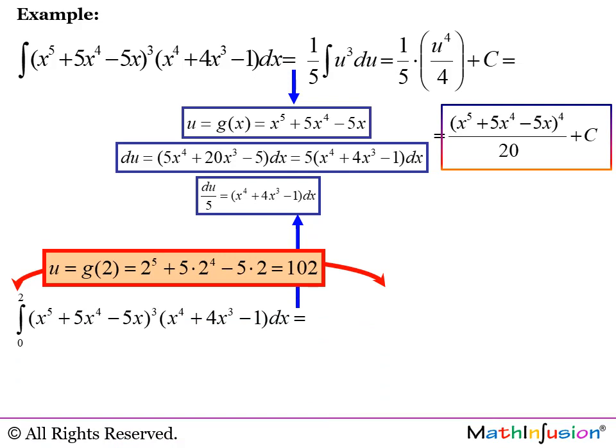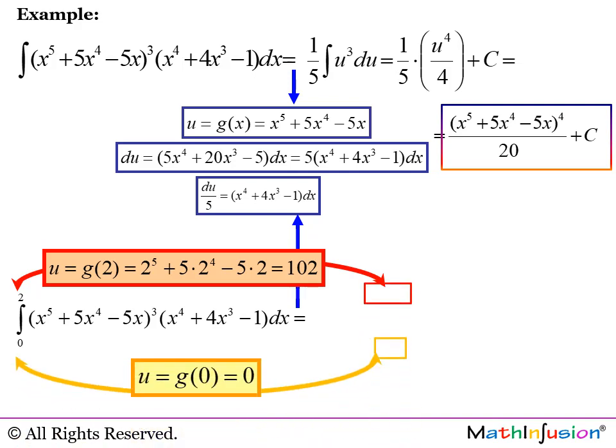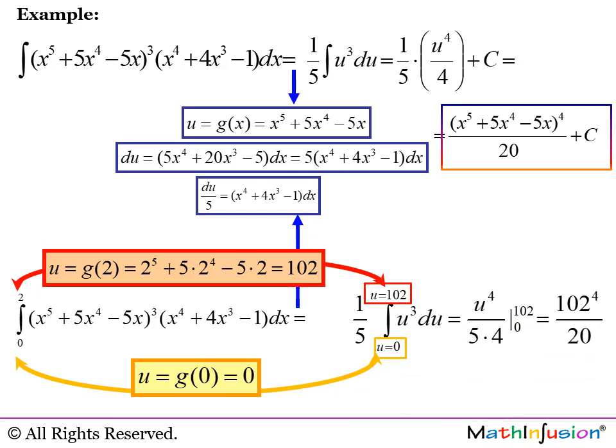So the upper limit in the u is going to be g of 2. So when you substitute 2 into this polynomial of x to the 5th plus 5x to the 4 minus 5x, you get 102. And when you plug 0, you get 0.